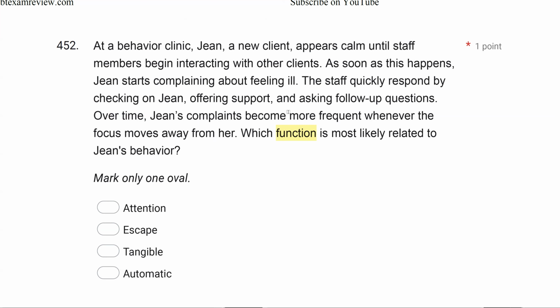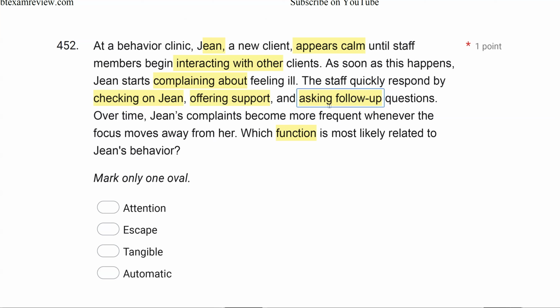Now, in this situation, we have Jean, who's apparently calm until staff members are interacting with other clients. When this happens, Jean complains about being ill. Now, that is our antecedent to the staff doing what? Well, responding by showing Jean and offering support and asking follow up questions. And this is doing what?